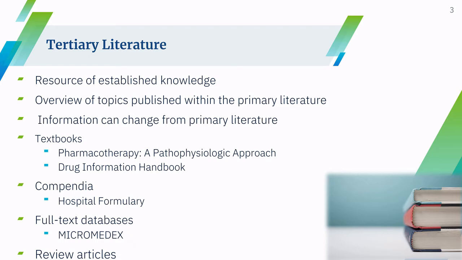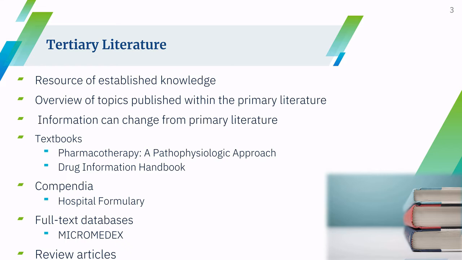The initial step in searching for the answer to a drug information request is to access the tertiary literature. This type of literature serves as a resource of established knowledge that provides an overview of topics published within the primary literature. The information contained in tertiary sources can change based upon new information documented in the primary literature. Different formats are available and consist of textbooks, for example, Pharmacotherapy: A Pathophysiologic Approach, Drug Information Handbook, and Rogers' Clinical Pharmacy.